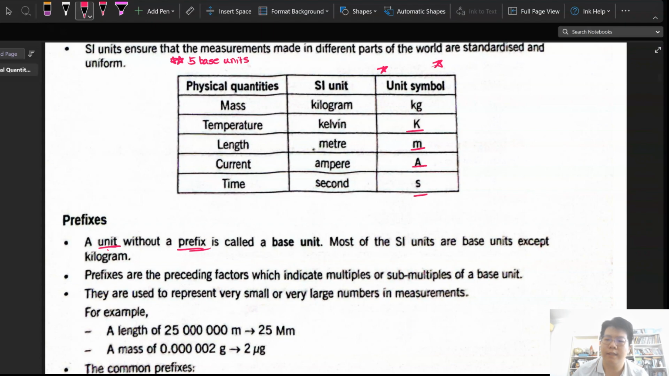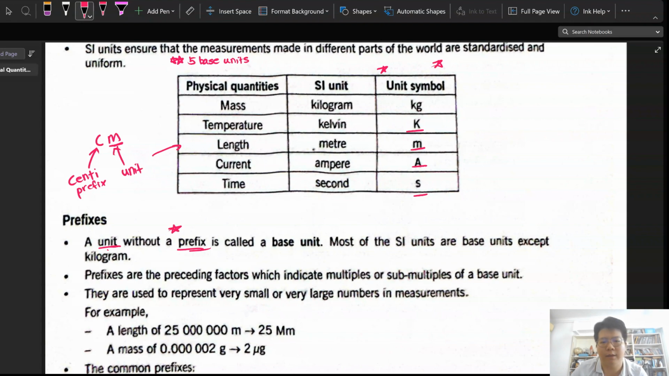A prefix is basically something that you put in front of a unit. So let's look at an example. Length over here, the unit symbol is meters, but what about centimeters? If you put cm, m over here represents your unit, and c, which represents centi, is what is known as your prefix. So a base unit is a unit without a prefix.